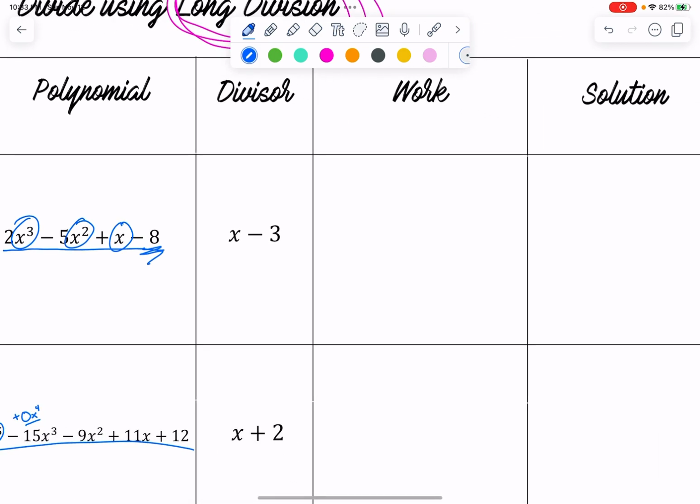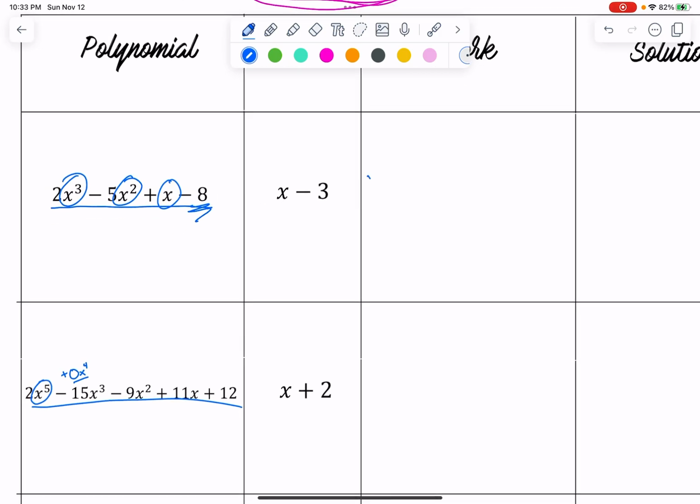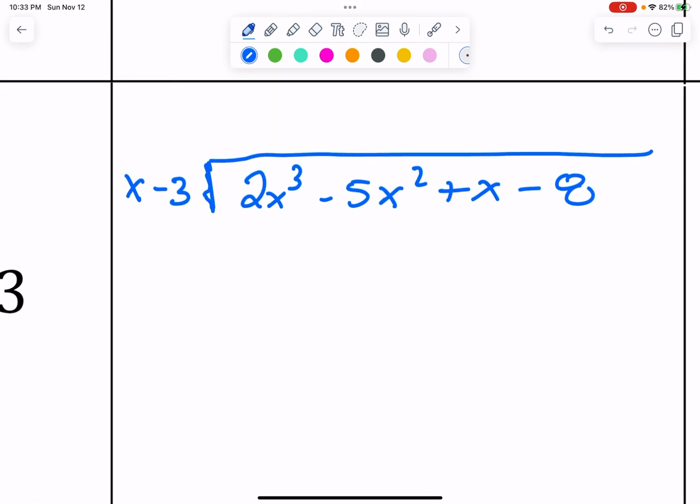We have, let's see, x minus 3 goes on the outside, and we are dividing that into 2x to the third minus 5x squared plus x minus 8. This is what we're dividing by. Okay, so the first thing that we do is say, what do you multiply by x to get 2x to the third? You need a 2 and an x squared. Then we multiply them back through. So 2x squared times x is 2x to the third.